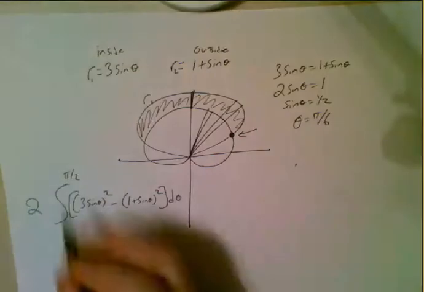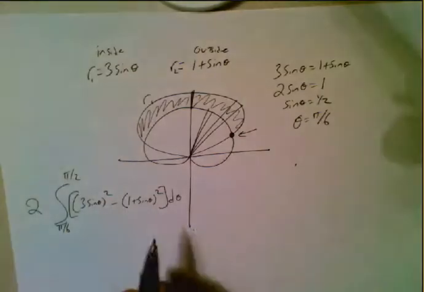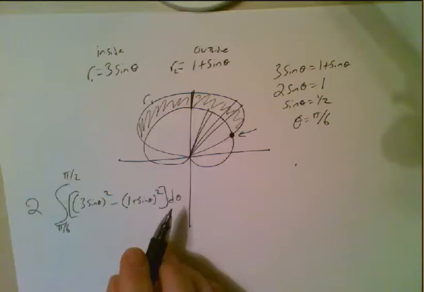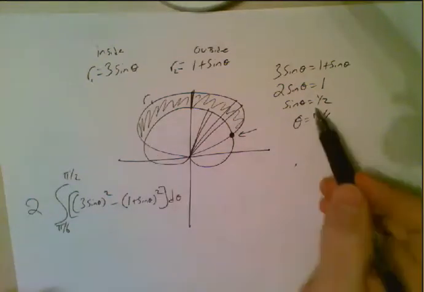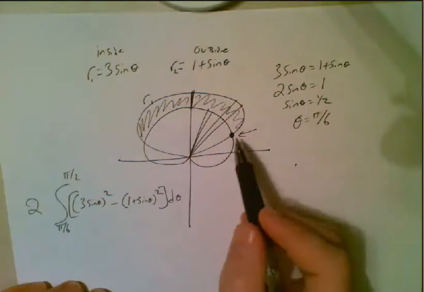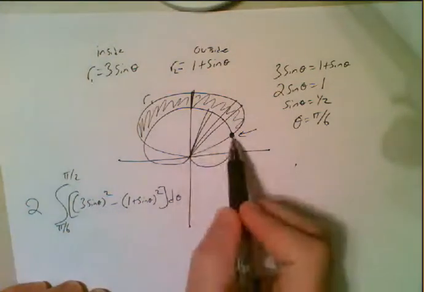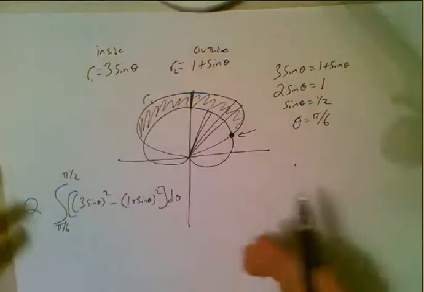So theta is going to be pi over 6. We're basically just going from pi over 6 to pi over 2, and we could double it. You could also figure out where it would hit again. Sine half would be at 5 pi over 6. So I could have just gone from pi over 6 to 5 pi over 6. It really doesn't matter.